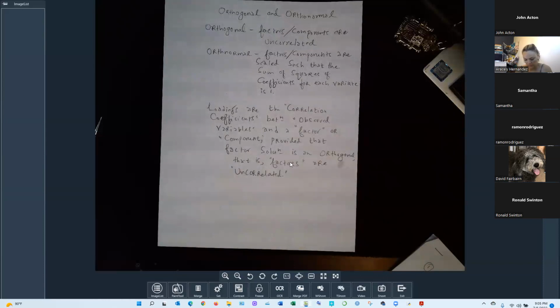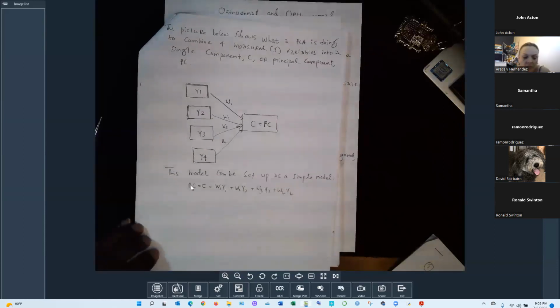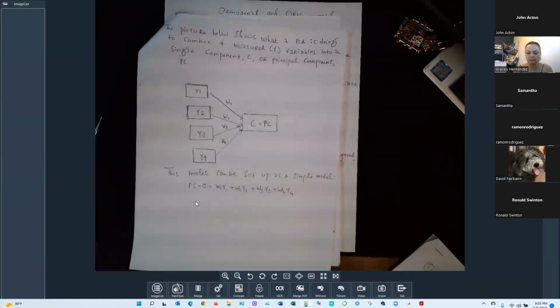Remember that one. This is provided that the factor solution is orthogonal, that is, factors are uncorrelated. Factors means these are the factors. If you have another principal component, those are factors. For the components, it doesn't matter. In principal component analysis, we call them components; in factor analysis, we call them factors. If you have another one written as a linear combination of the original variables, those two are uncorrelated, the way that we built this one.